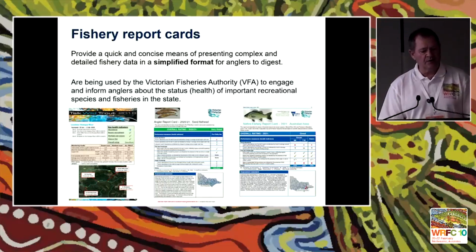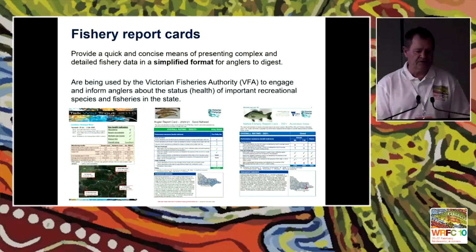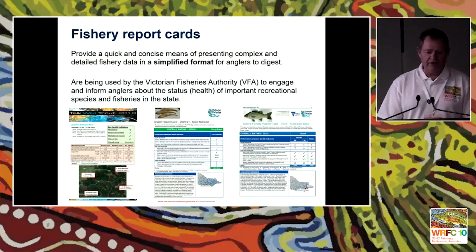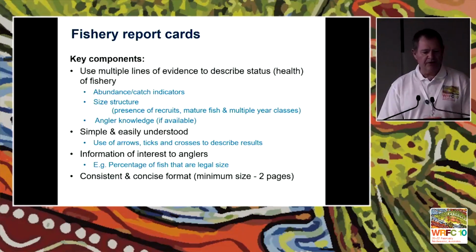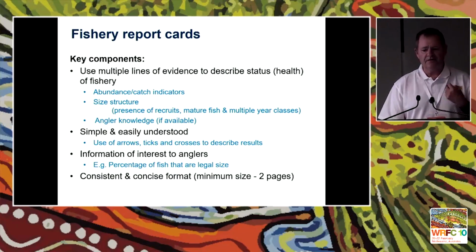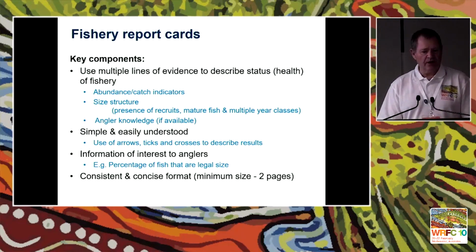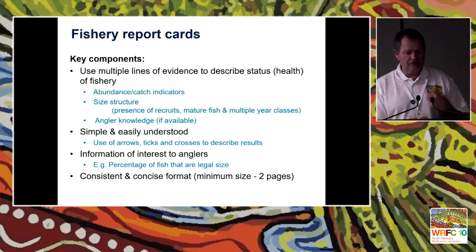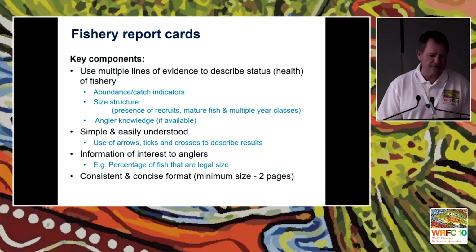This is the approach that we've been using for a number of our different fisheries, probably for about the last 5 or 6 years or so. We want to use multiple lines of evidence to describe those fisheries. In that case, it might be information about the abundance or the catch indicators, the size structure of the populations, the presence of recruits, how many mature fish are present, are there multiple year classes present, but also amalgamate with that angler knowledge. These are the guys that are out there fishing for these fish, and we see it as being fairly important to capture that in the process as well.